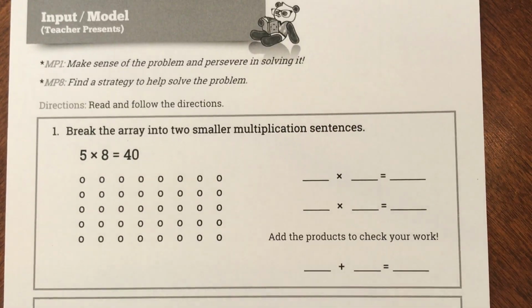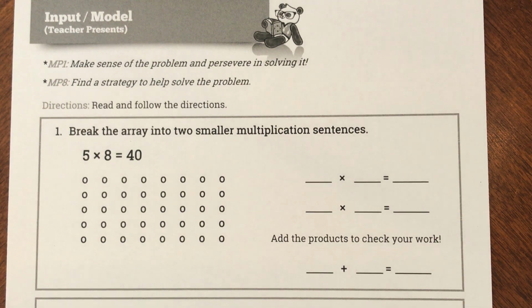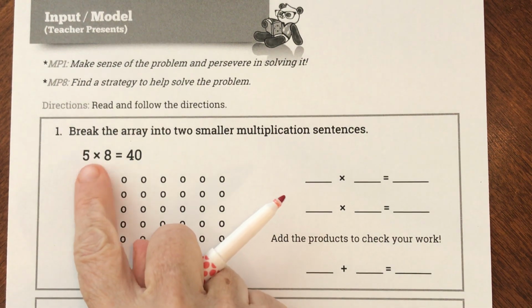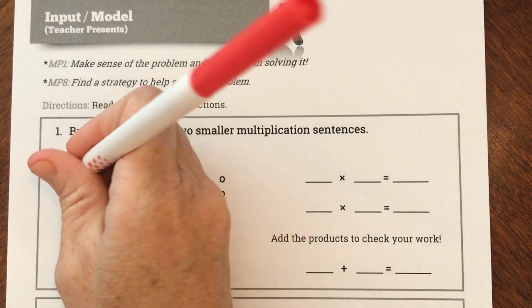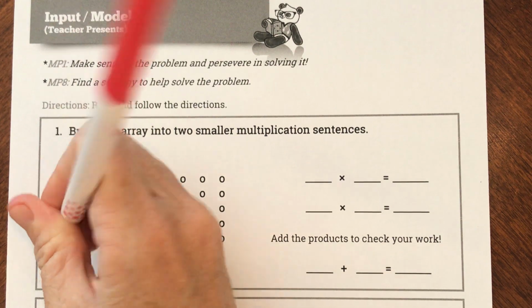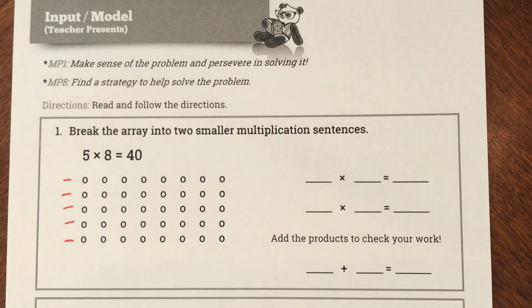It says, break the array into two smaller multiplication sentences. Okay, so they gave us 5 times 8 equals 30. So I have 5 rows of 8 equals, I hope I didn't say 30. 5 rows of 8 equals 40. Okay, so my product is 40.